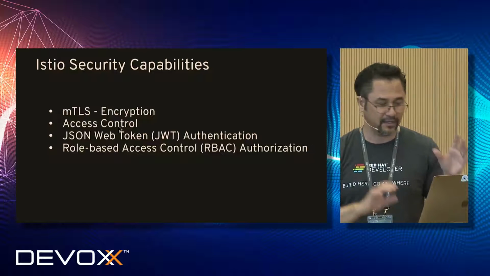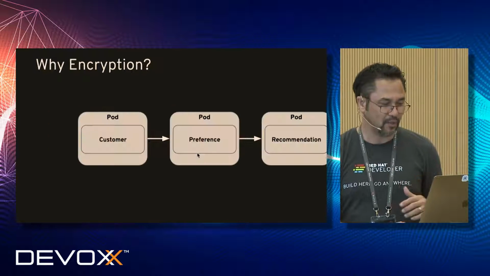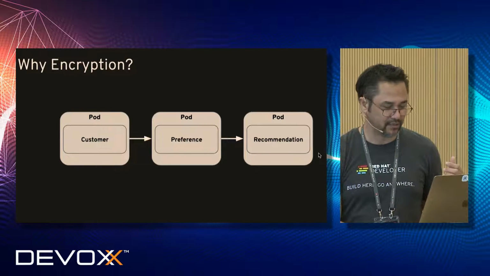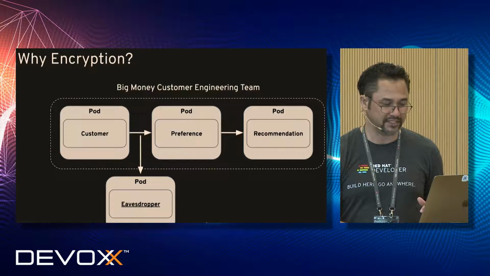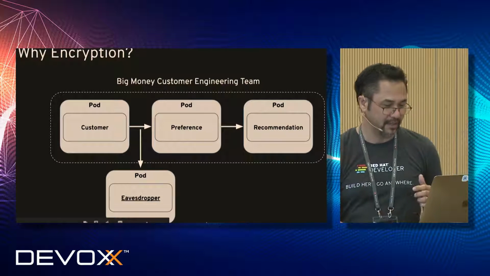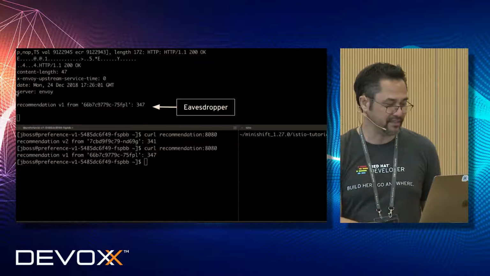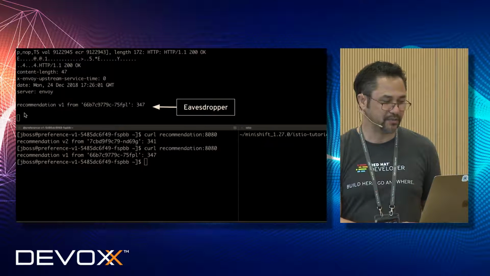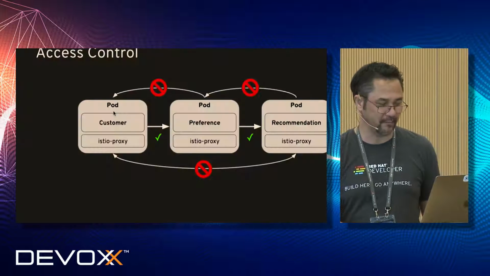Access control, again, we'll talk about that in a second. And then you can do JSON Web Token and RBAC. And that's all part of our concept there. So here's the encryption concept, right? You don't want the eavesdropper listening in because they have a pod. They can eavesdrop. And so it's in our documentation, and I show people this. I have a script for this. So basically, you can listen right in and see the traffic going through the network.